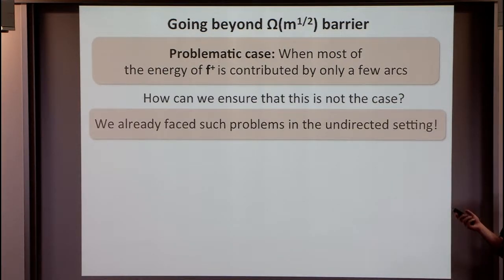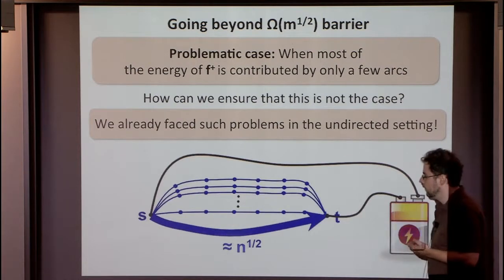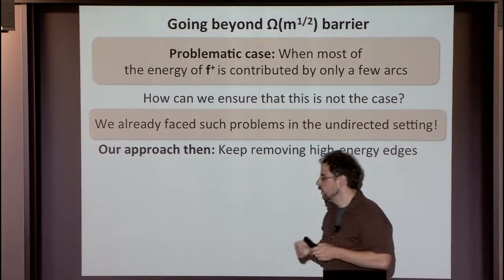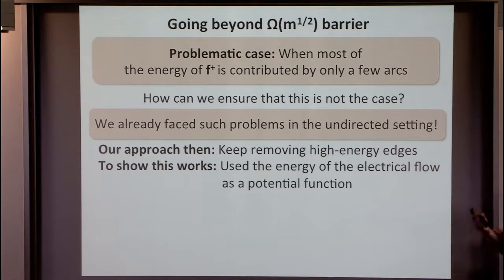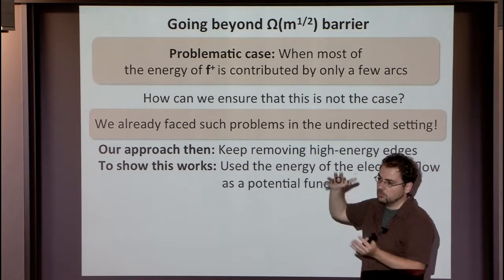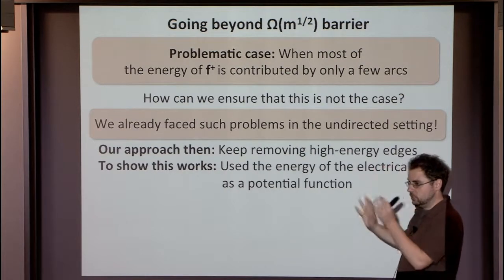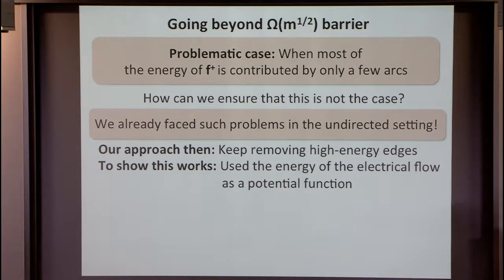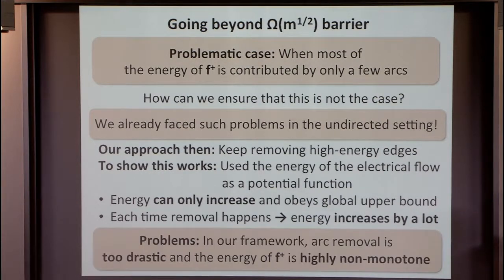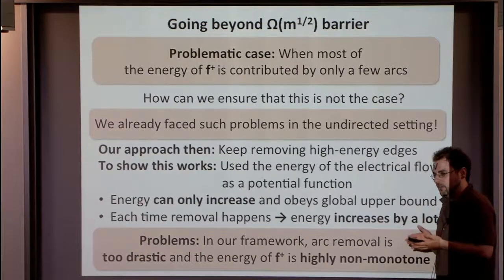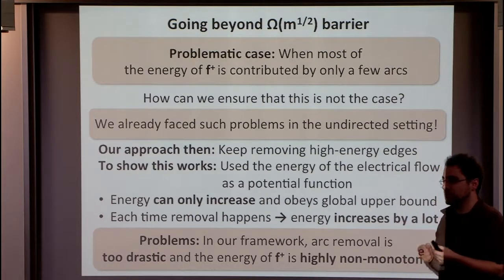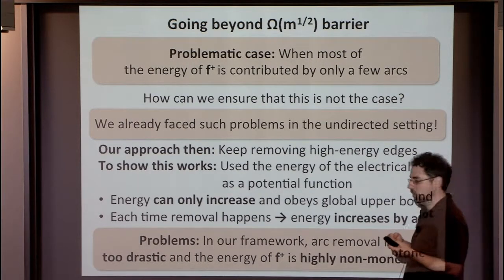We had similar problems in the directed case, and what we did there was just keep removing these high energy edges. Then, to show that it works, we used the energy potential to show that it can't happen too often, because energy is growing and it can't grow too much. So this was all nice there, but the problem is that we can't really afford to do this in our framework. We want to compute our flow exactly, so just removing edges left and right doesn't seem like a good strategy to get an exact max flow.